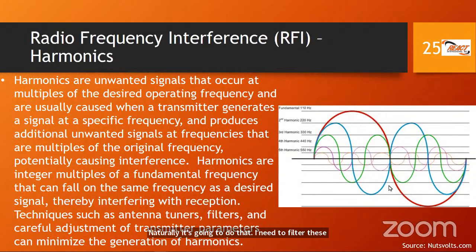So those harmonics can be a problem because those frequencies may also be used by another service. So imagine I'm generating this frequency, but I'm also interfering with another service on the frequency that is twice the frequency I'm using. That's not a good thing. So our transmitters are supposed to have filters that filter out these extraneous frequencies. Again, it's natural for them to be generated. So we need to be aware of them and we need to minimize them. Otherwise, we can cause harmful interference to another service.